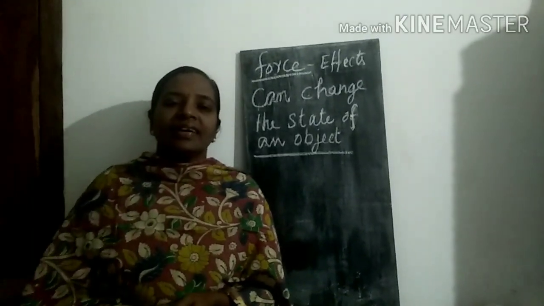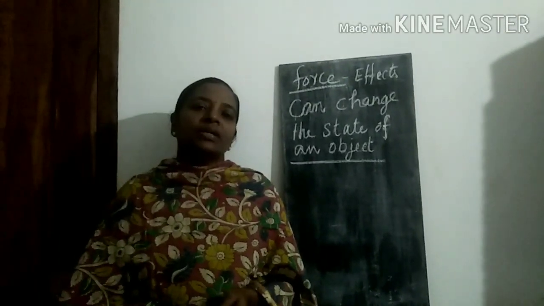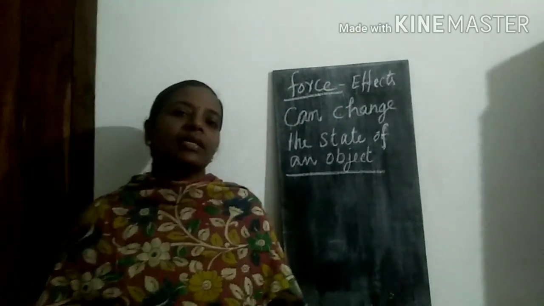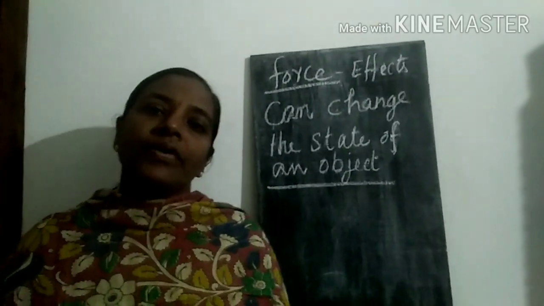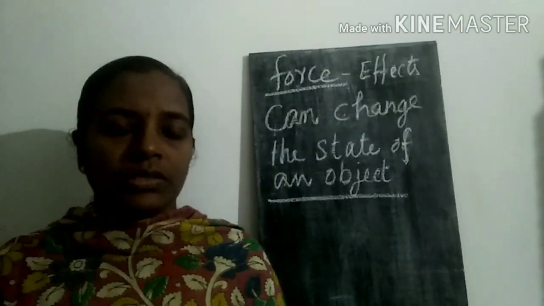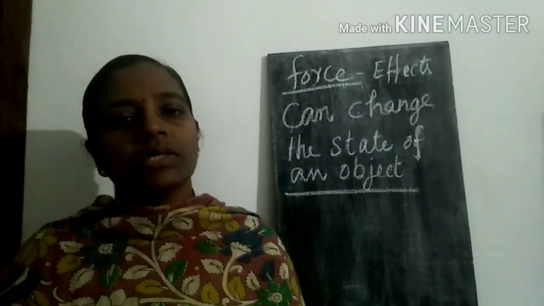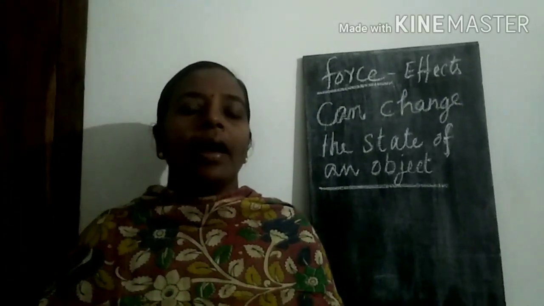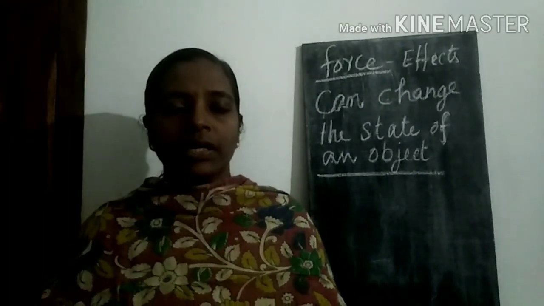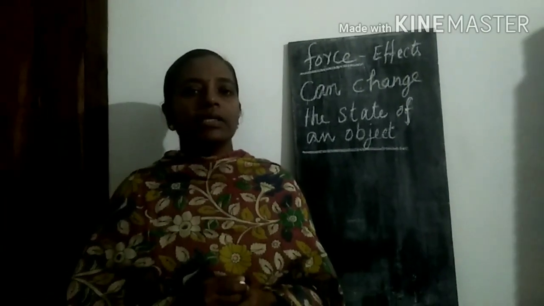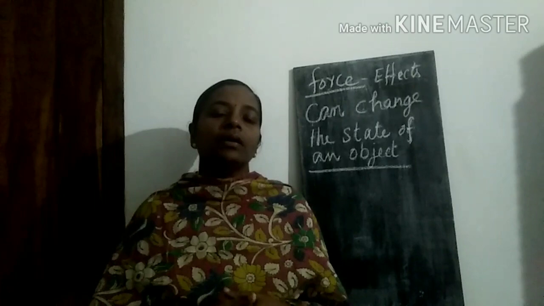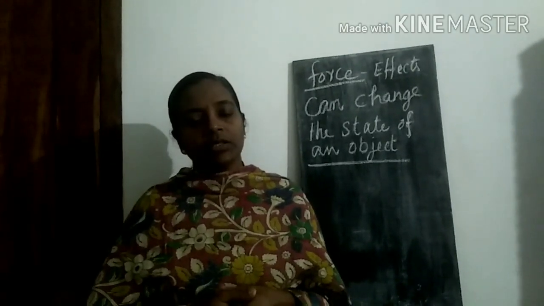Hi children, today we move on to the different effects of force in detail. In the first class we learned that there are 5 effects of force. First, force can change an object from rest to motion, and from motion to rest. Third, it can change the position, the shape, and the speed of the moving object.